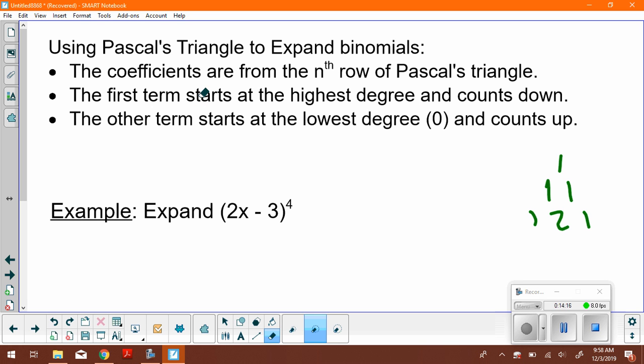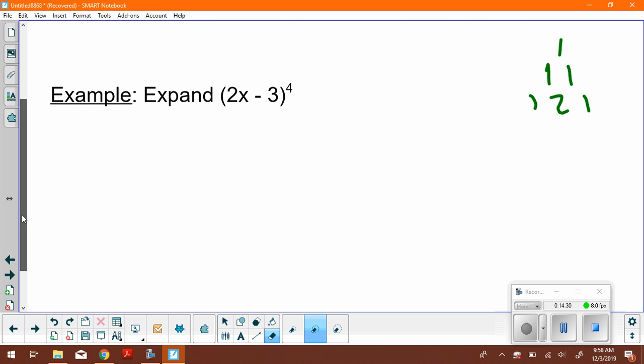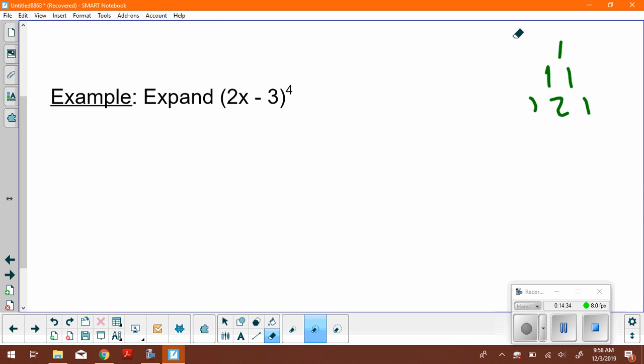Whatever the first term in your expansion is, it starts at the highest possible power and counts down. The other term starts at the lowest possible degree and counts up. So to show with a slightly more complicated example, we're going to expand 2x minus 3 to the power of 4. A couple of things to note. My first term is going to be 2x. My second term is going to be negative 3. I have to account for that negative.